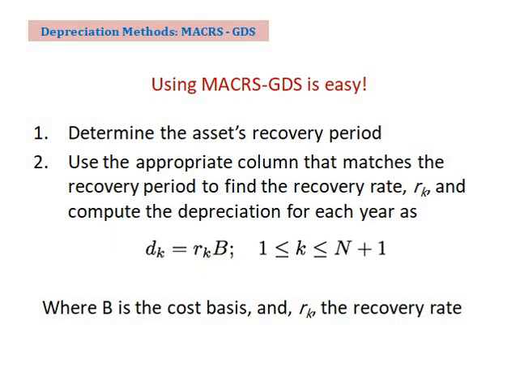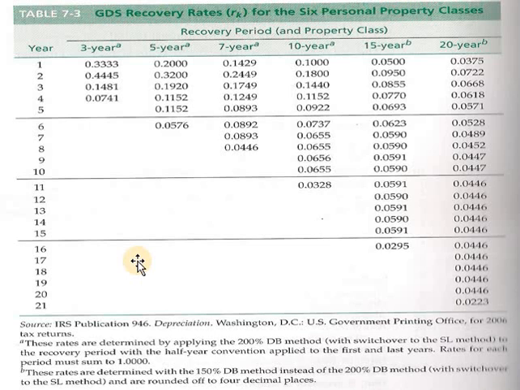Let's see how we get the recovery rates. This is a table that shows the recovery period. Here we have a category of assets that have a recovery period of 3 years. Some are categorized to have a period of 5, 7, 10, 15, 20. So you just have to know which category your asset is under. If it's under the 7 year period, I will be looking at that column.